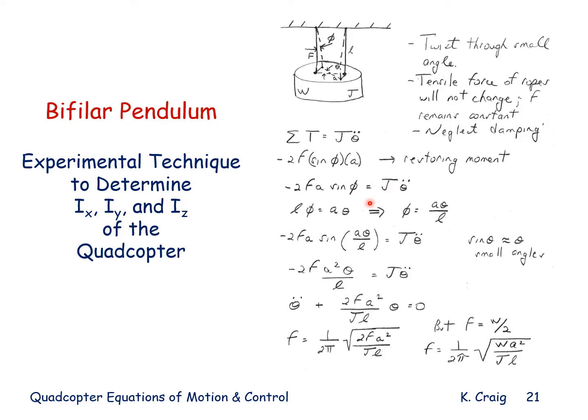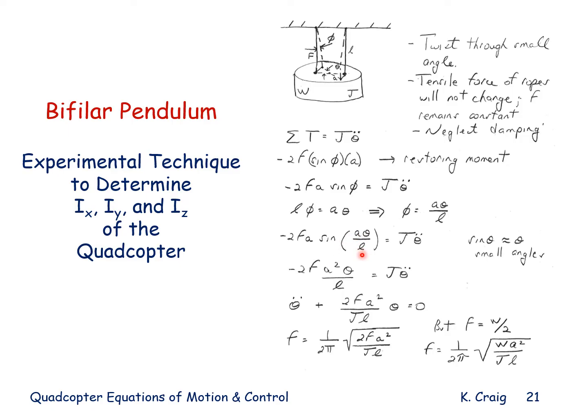My equation of motion then is J theta double dot equals minus 2 F a sine phi. From the geometry, and for small angles phi and theta, I can write that L times phi equals a times theta. I can solve for phi equal to a theta over L, and I can substitute into this expression. So my equation of motion then becomes J theta double dot equals minus 2 F a sine of a theta over L.